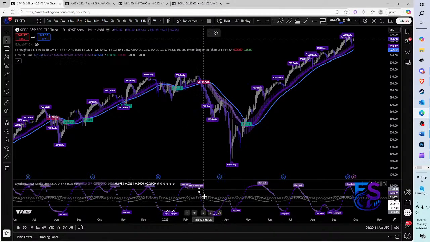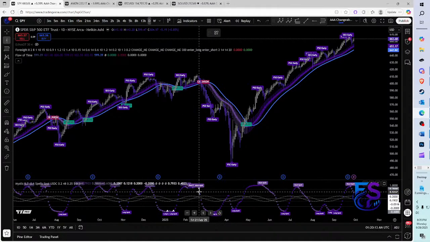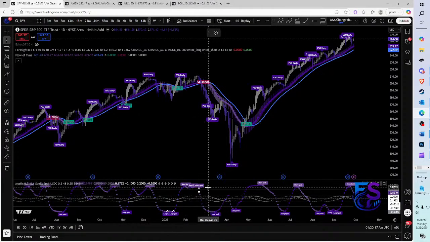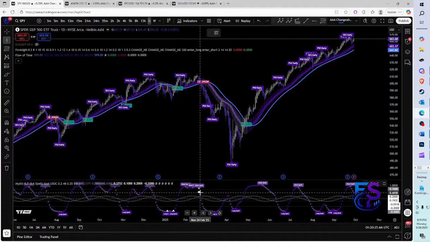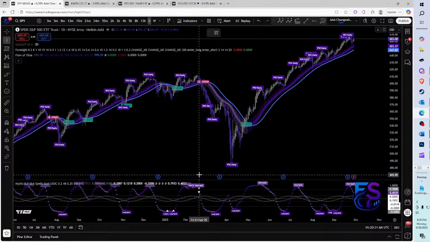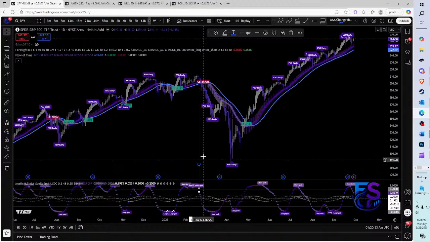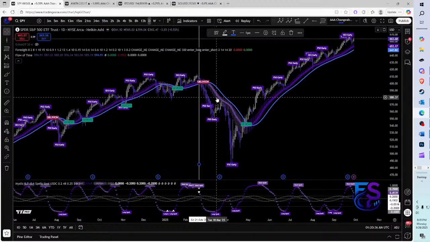So normally you'll see these as one white triangle show up. Here you're seeing two show up. And that just means there's extra confluence. There's some other things happening here besides our indicators that are showing up in confluence with our own short signal. And so we printed that right here, which is just incredible.